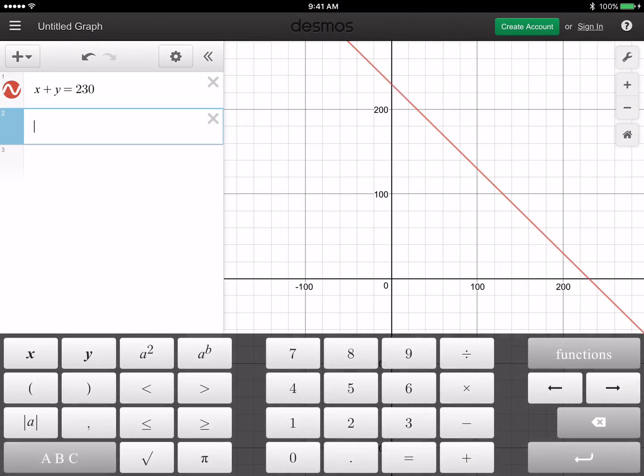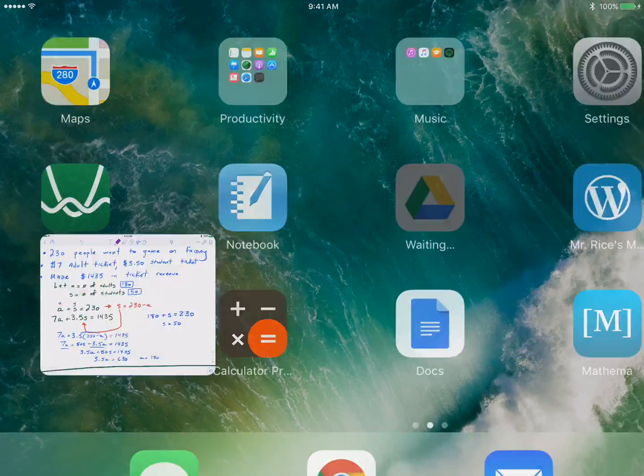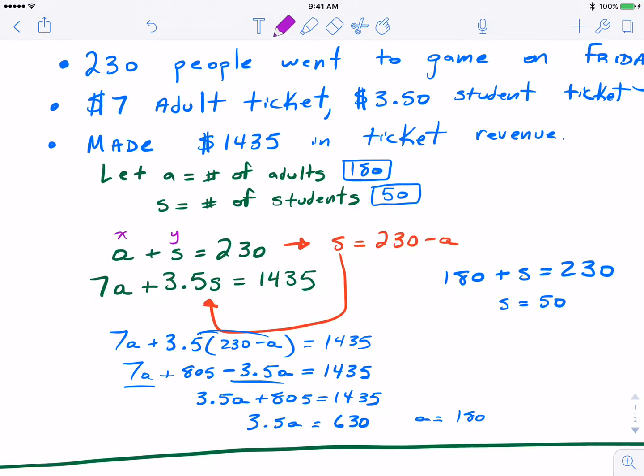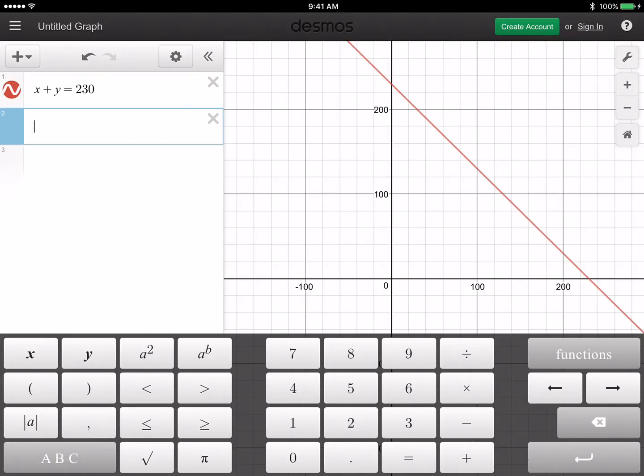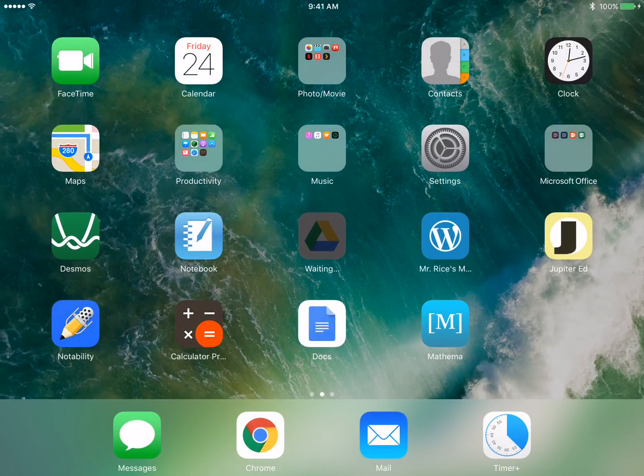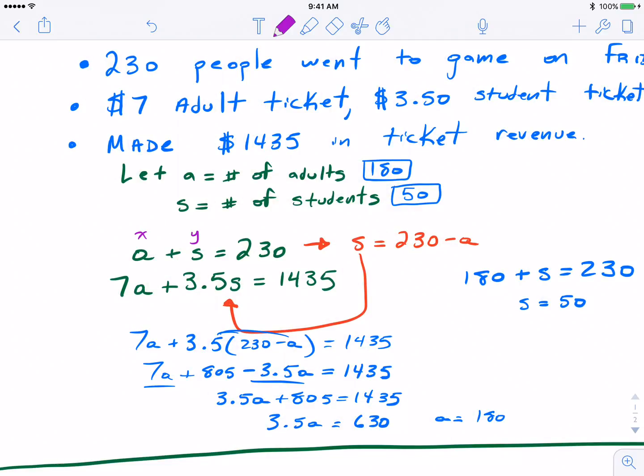There we go. And now the second equation is 7x plus 3.5y equals 1435. Again, just for time purposes, I'm using the same numbers as our mock part 2. Obviously, the real part 3 is a totally different scenario. It also says right from the beginning to use x and y.